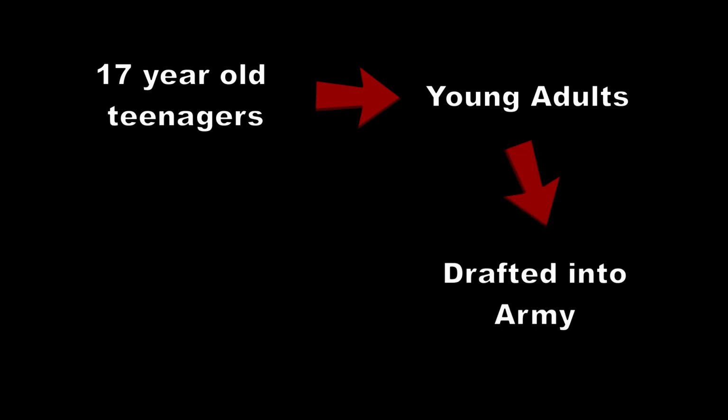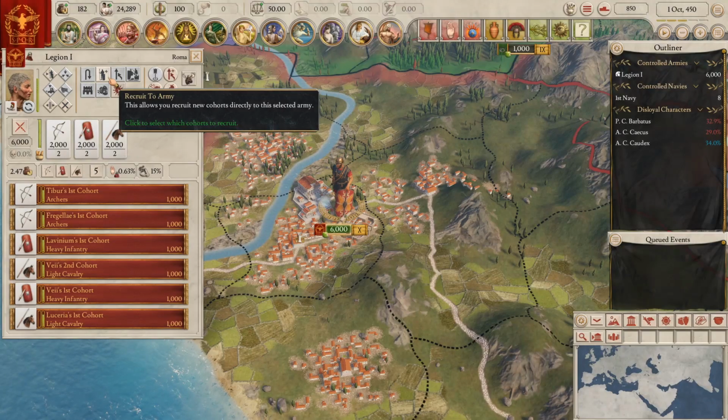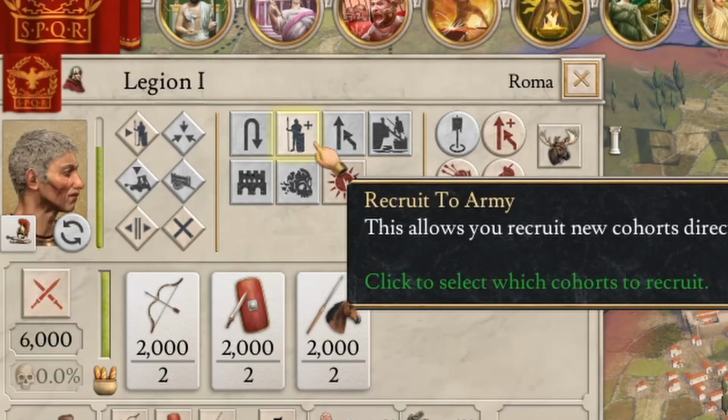Imagine every month, all the 17-year-olds in your kingdom grow up to be young adults. Those young adults are then drafted into your army. All of this depends primarily on the amount of free man population you have, but those are fine details that can be explored in another video. The most simple way to recruit regiments of troops is to select one of your pre-existing armies and click on the Recruit to Army button.